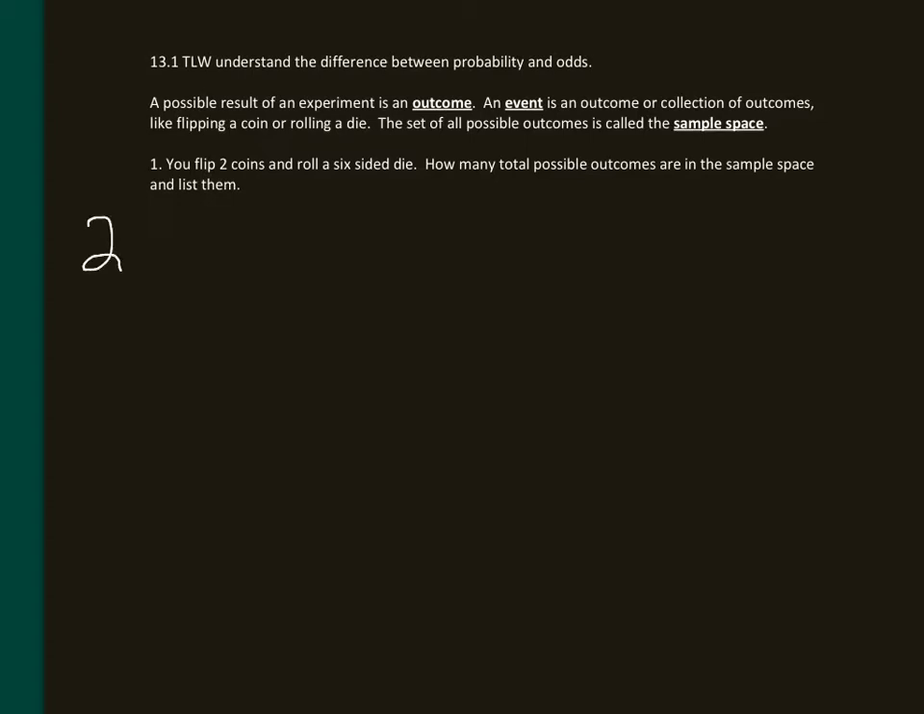How many possible outcomes are there for the second coin? 2. You roll a 6-sided die. Well, it could be a 1, 2, 3, 4, 5, or 6. So what do we do with all these? Do we add them? Do we multiply them? Well, you multiply. So 2 times 2 is 4 times 6, so there's 24 total outcomes.